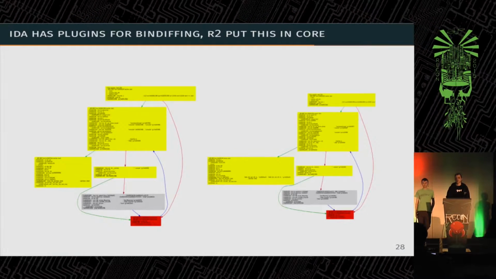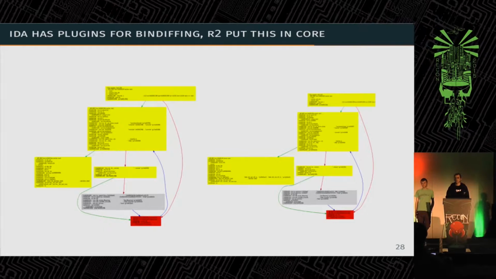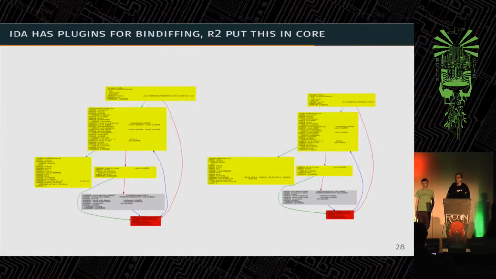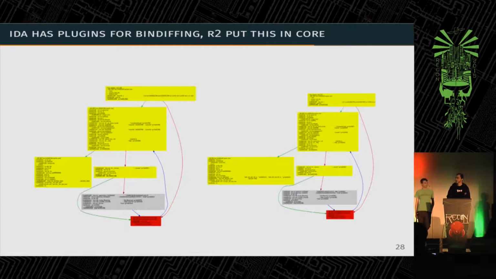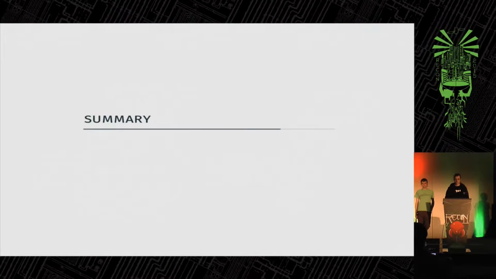Same for binary diffing, we support it. You can see a diff between bin true and bin false. And the only part that is changing is the end. There is a XOR EAX on the left and a MOV EAX,1 on the right.